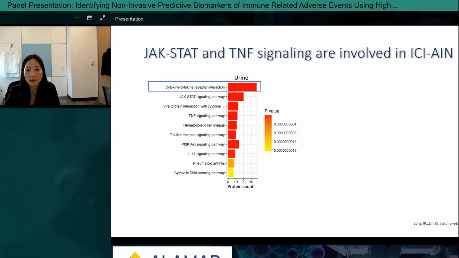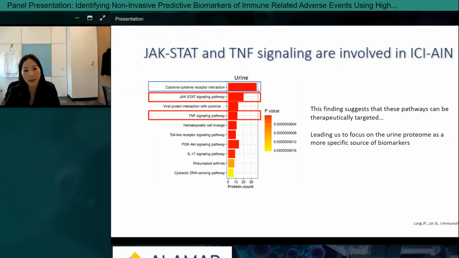We investigated the molecular mechanisms that might underpin immunonephritis, and the top pathway came back as cytokine receptor interaction. But what we also identified was that JAK-STAT signaling pathway as well as TNF signaling pathway were involved, suggesting that you can therapeutically target these pathways for treatment of AIN. We already used infliximab, which is a TNF inhibitor, for patients with AIN, and we have a single case report where we used a JAK inhibitor treating a patient with refractory AIN. So there's more work to be done here.